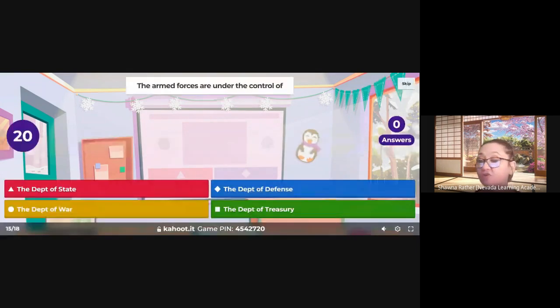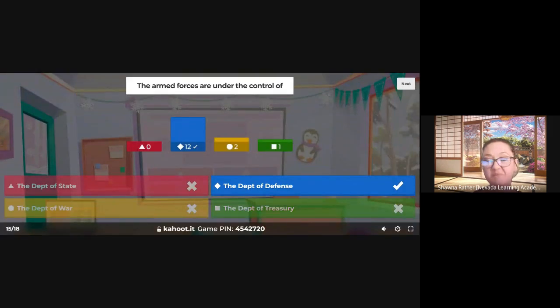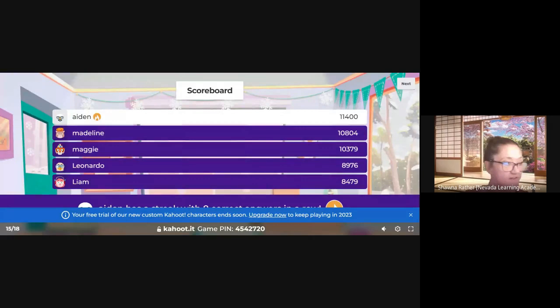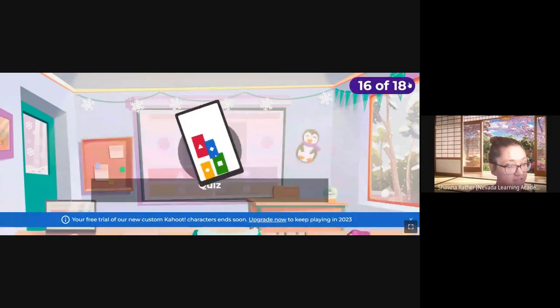Armed forces are under the control of. Department of Defense. Good. It was once called the Department of War, but then it became known as the Department of Defense really quickly after. Good. Aiden's still on fire. Madeline's popping up behind.